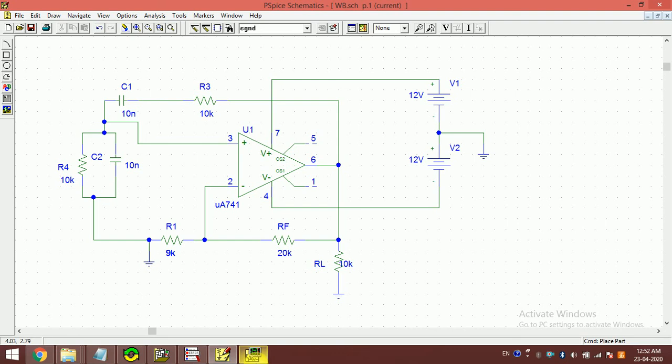If you want to see the current, then also there are options. You can study the current through all these resistors and capacitors yourself and see what happens, how it actually works.